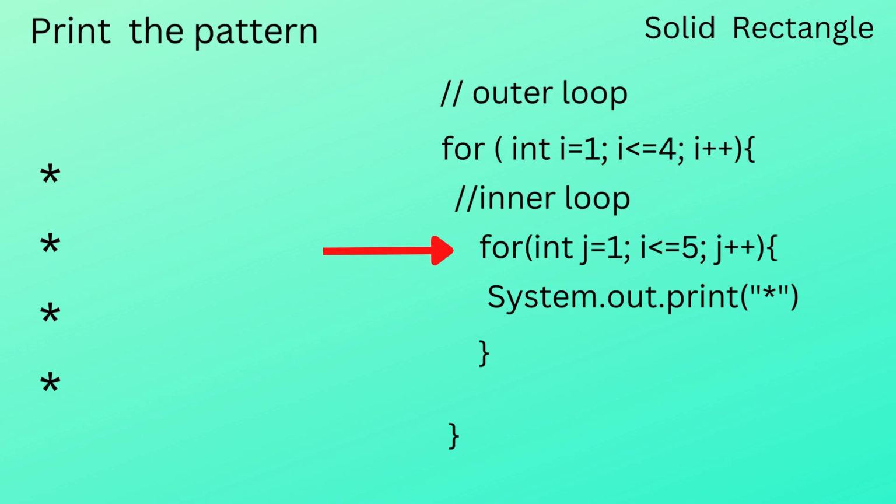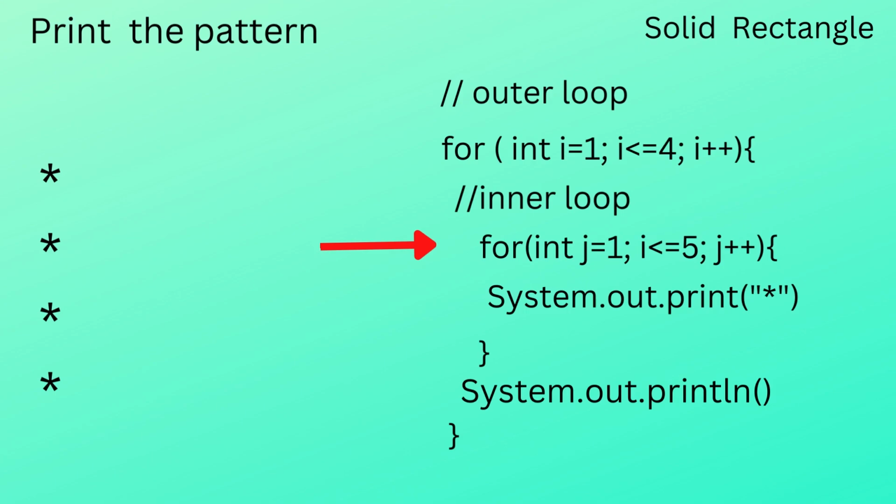Inside we will print a star. Here do not write println, only write print. Outside this loop, we will print a next line.